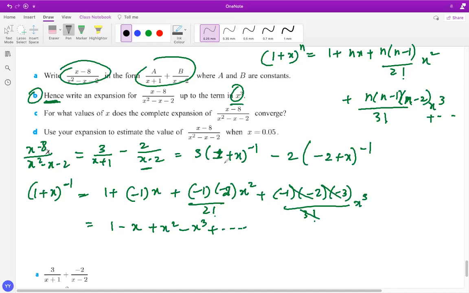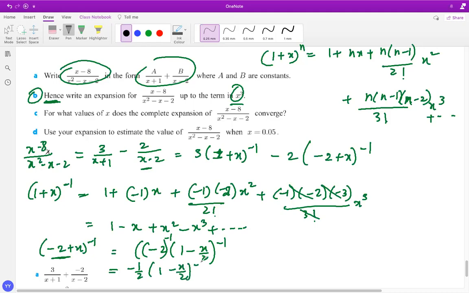Now I'm going to expand the second bracket. The second bracket is actually (-2 + x)^(-1). I'm just going to expand this part first. I'm not going to talk about this -2 here. So you're going to take -2 common. If I take -2 common, the power of -1 belongs to both, and it becomes (1 - x/2)^(-1). So this is going to become eventually -1/2 times (1 - x/2)^(-1).